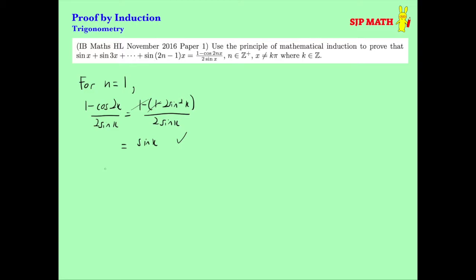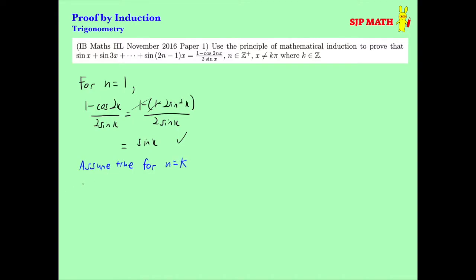Now we do the inductive step. I'll put this in a different color because I don't have that much space, so I need to color code this a bit. We're going to assume it is true for n equals k.